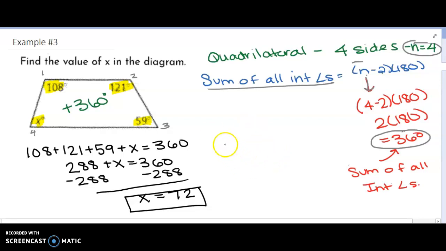So I set up an algebraic equation showing that right here. And then I did a little bit of algebra, and I got x equals 72. So this angle over here is 72 degrees.